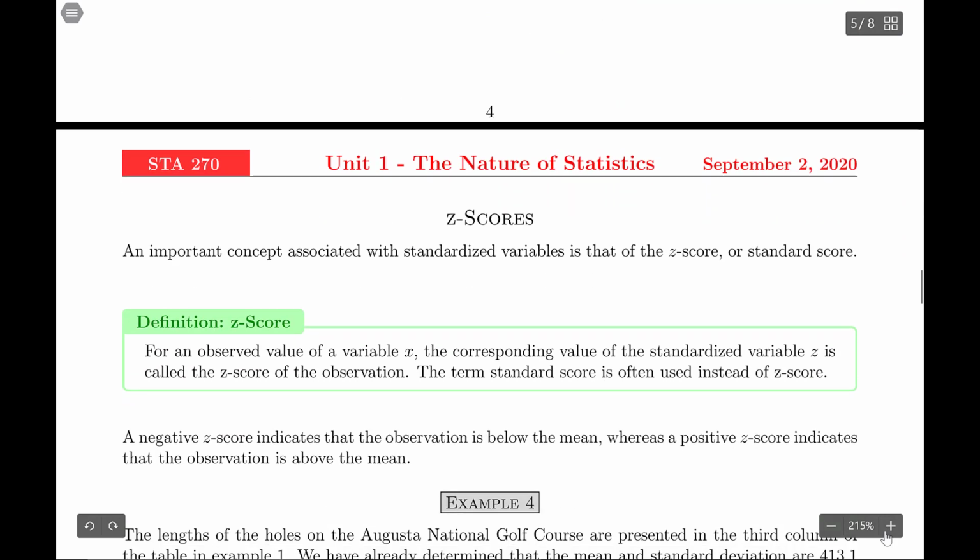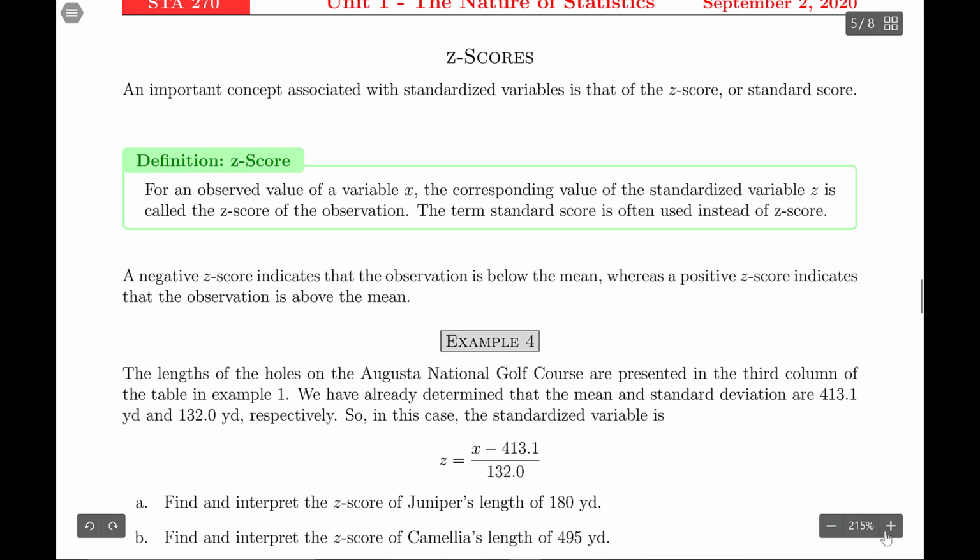So there we're talking about z-scores. When we talk about z-scores, it's the observed value of a variable x. That corresponding value, z, we call the z-score, or the standardized score, and that tells us how far from the center that particular observation is.